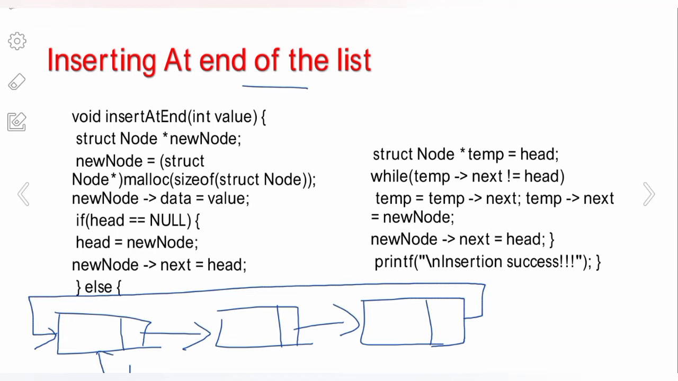After that, we come to the if part: if head equals null. Here the head value is not null, so we have a number of nodes in the linked list. We'll skip this part, or else it will point to itself.